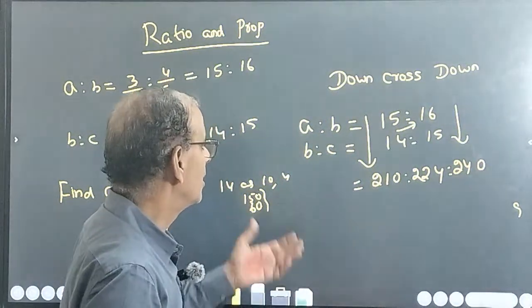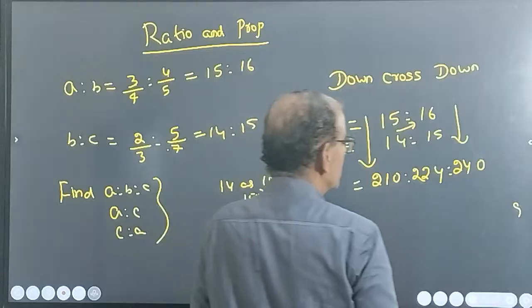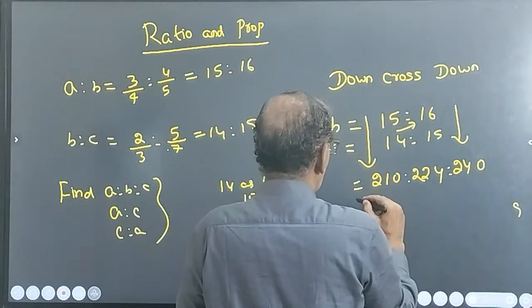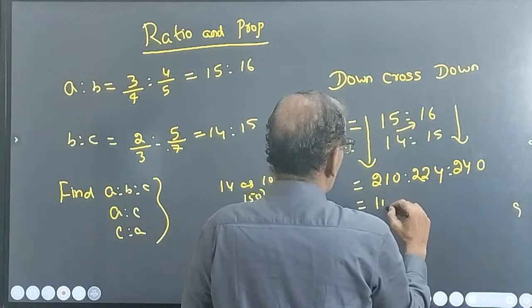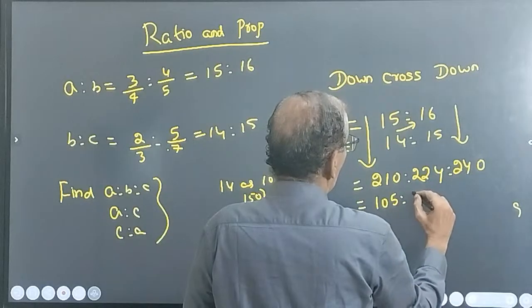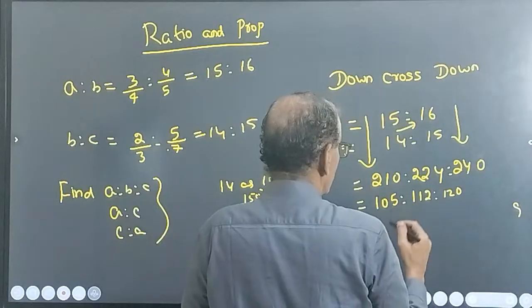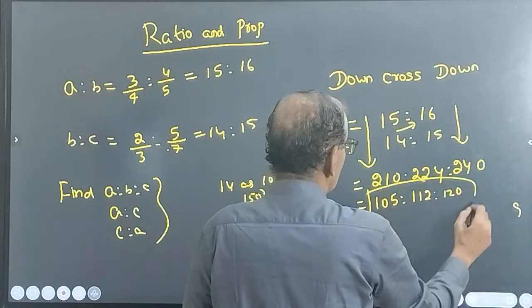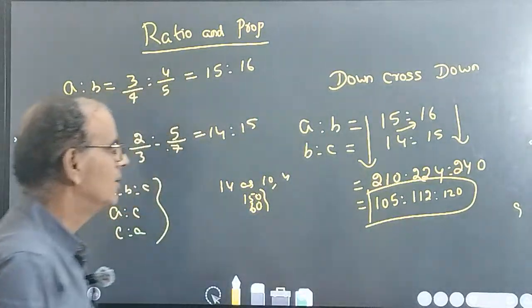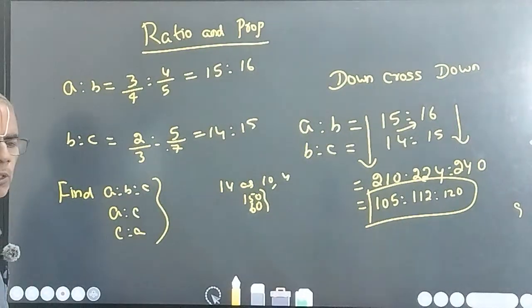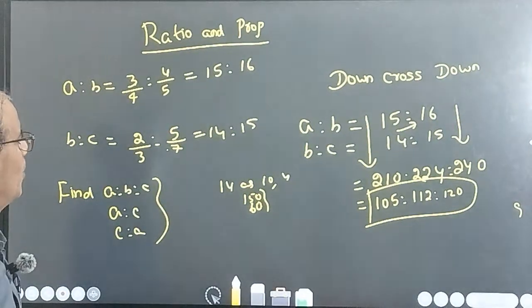Okay. These are all even numbers. You can simplify: 105, 112, 120. What is the answer? This is the answer for this question. Very simply you can read.